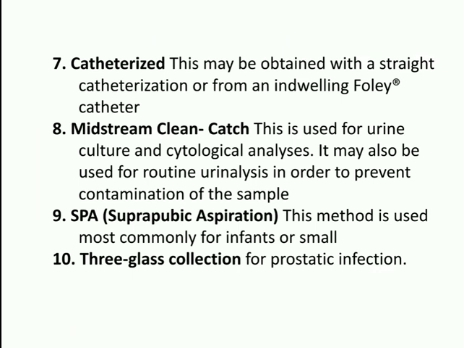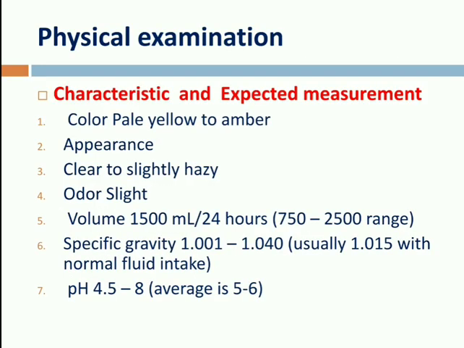Then midstream clean catch. This kind of urine specimen collection is done for urine culture or cytological analysis. This is done in order to prevent contamination of the sample. Next, suprapubic aspiration. This method is used for infants or small children. Lastly, we have the 3 glass collection. They are usually done during prostatic infection.